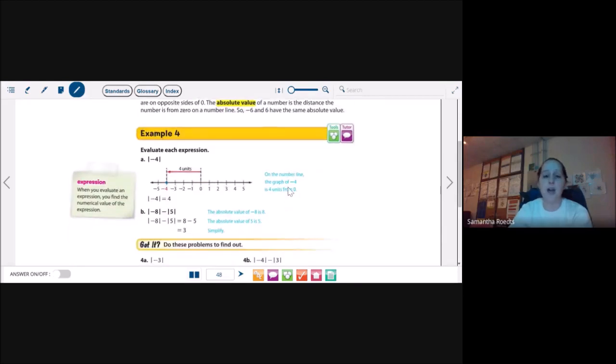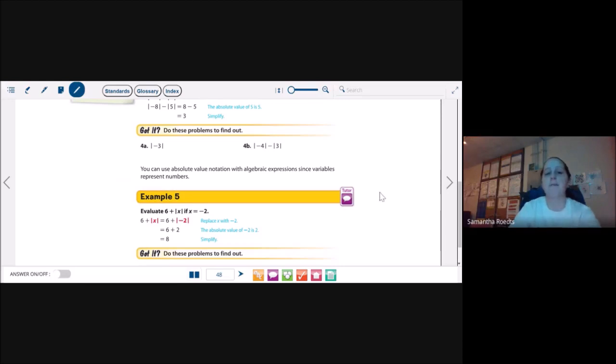All right, example 4, evaluate each expression. The absolute value of -4. Okay, the absolute value of -4 is 4 units away from 0, so the absolute value of -4 is 4. The absolute value of -8 minus the absolute value of 5. So I take the absolute value of each number. So absolute value of -8 is 8. Absolute value of 5 is 5. So 8 minus 5 is 3.